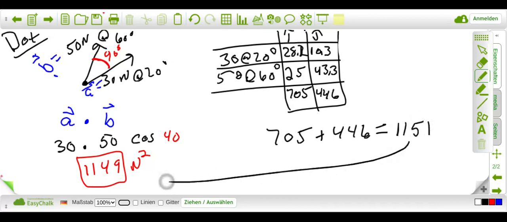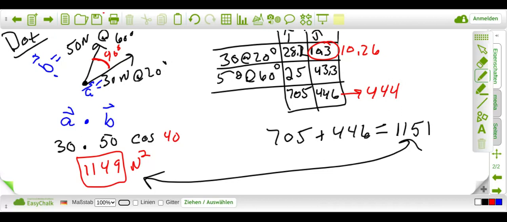And when I do that, I end up with 1,151. That's very close to 1,149. In fact, as I said, if I take this out to some additional decimal spots, I will actually get that. One of the places I noticed right away when I was doing this was that 30 sine 20 was 10.26. So if I had just taken this out to one more decimal spot, I would have 10.26 times 43.3, and I end up with a value now of 444.